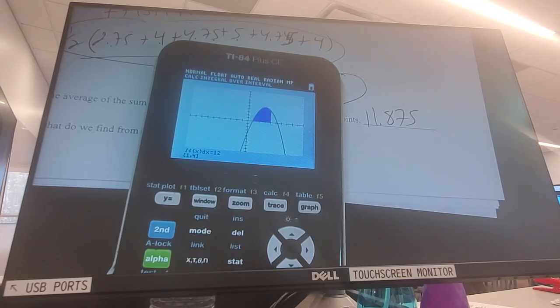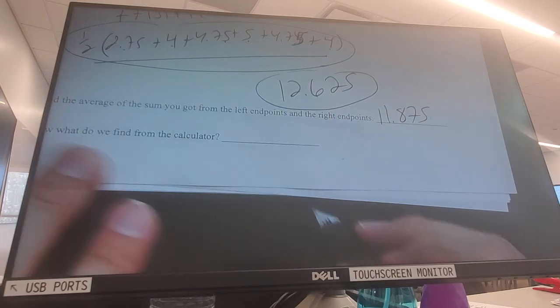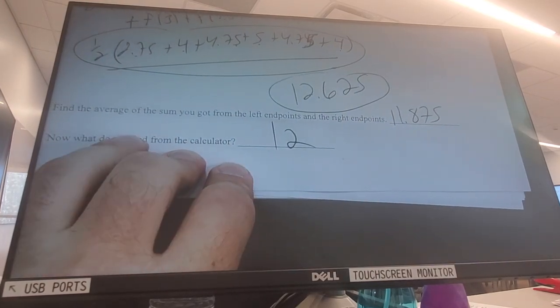How do you guys feel? That is literally section 5.1. It's going to give you some little rough sketch, put the rectangles in, figure out the areas, add them up, yes? And then you can check your answer using this set of buttons in your calculator. So here we found 12. Okay.